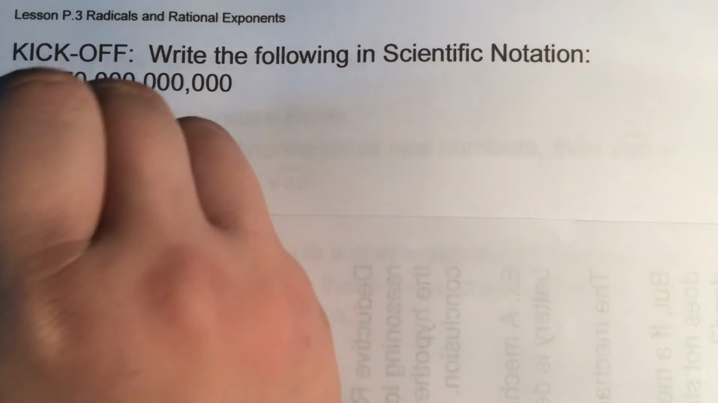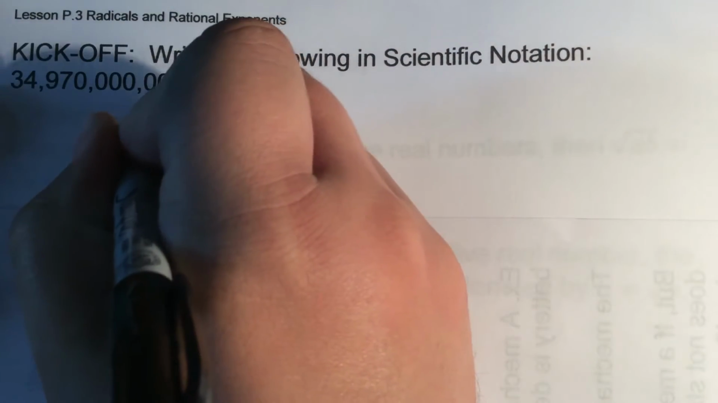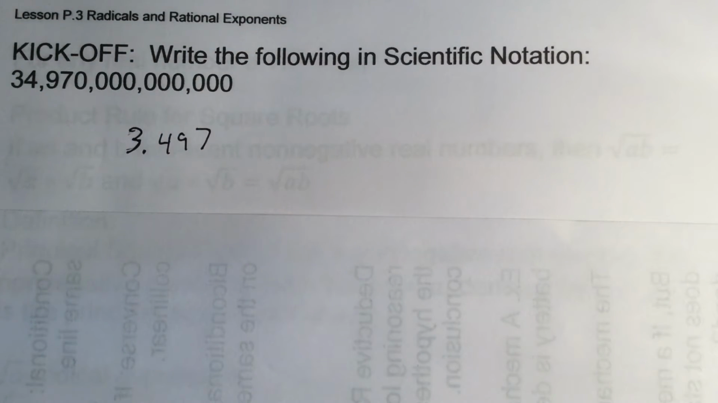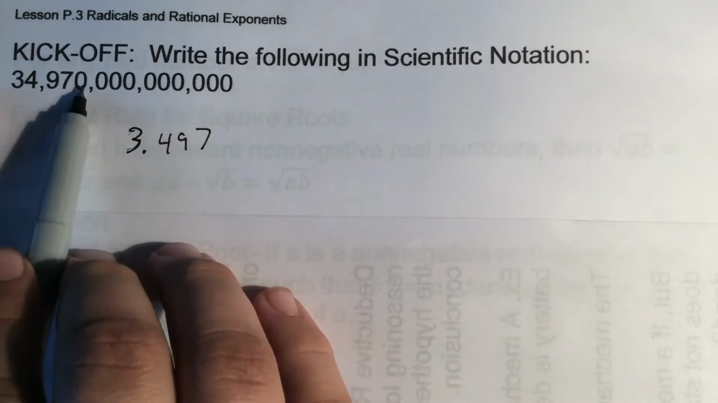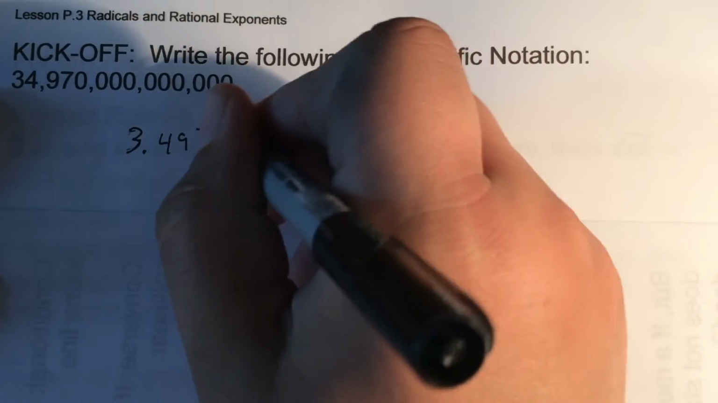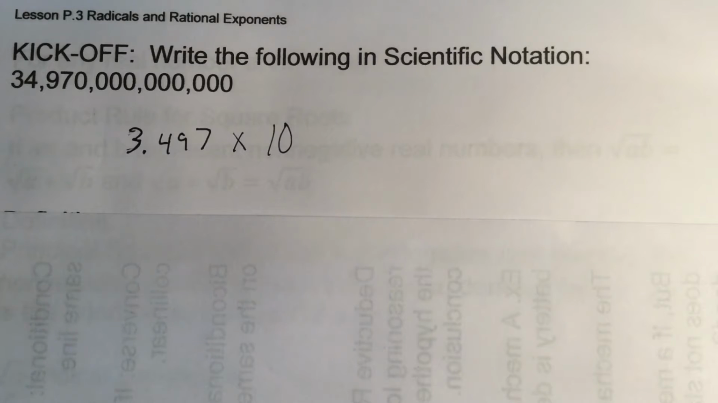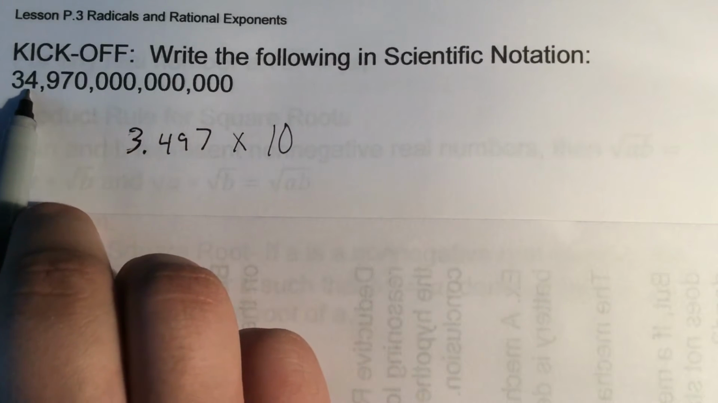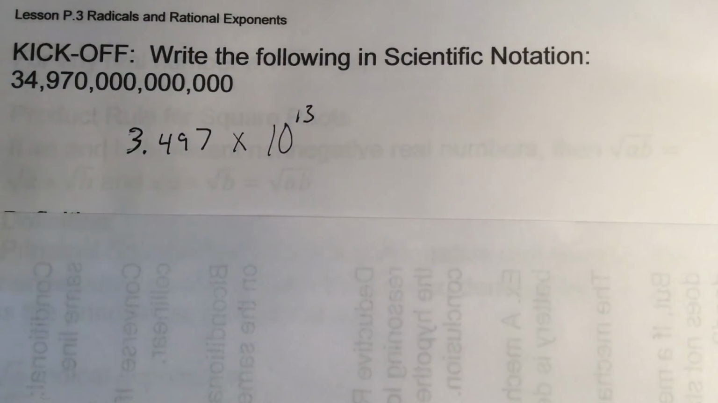So remember, we're going to put the decimal after the first non-zero number. So 3.497. And then we forget about the rest of the zeros. There's no other non-zero number in here, so all of these can be dropped. Times 10, and now we're looking at how many times did we move the decimal to put it after the 3. Well, 3, 6, 9, 12, 13 times. And because we were bigger than 1, it's going to be a positive exponent. So there's our number.